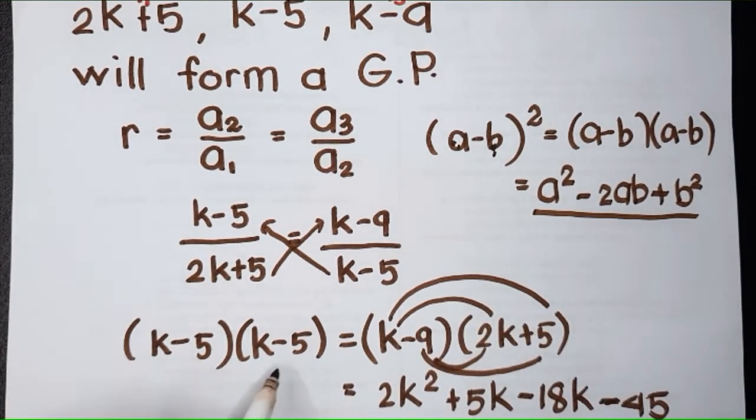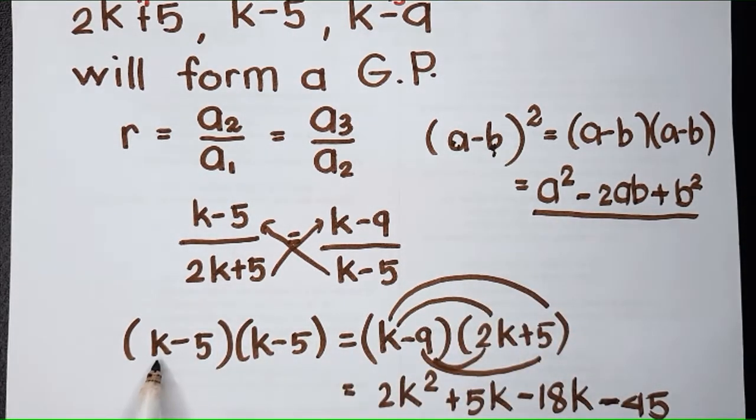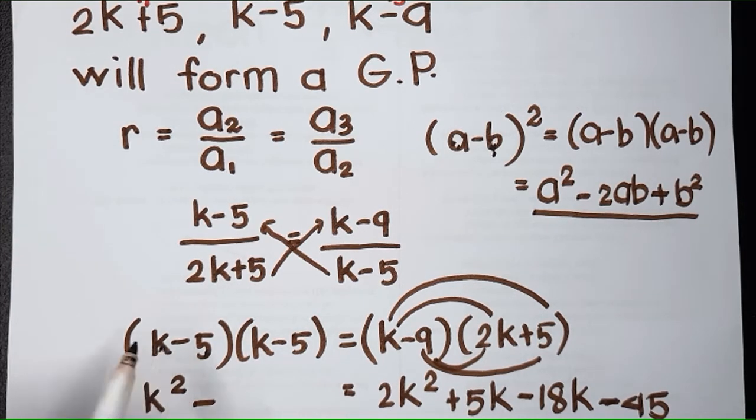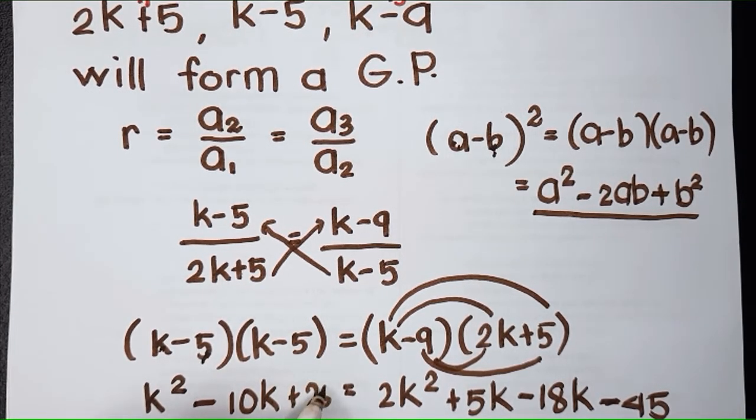So, this is equal to k minus 5 squared. The formula says A squared. Your A here is k. So that's why we have k squared. And then minus, multiply these: you have 5 times k, 5k, times 2. You'll get 10k. And then finally, you square this, which is equal to 25.